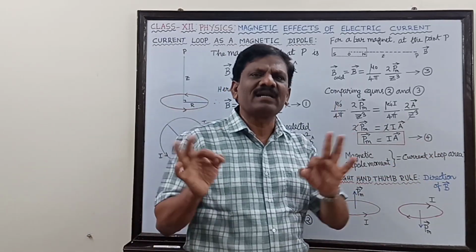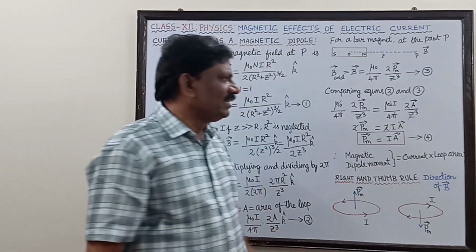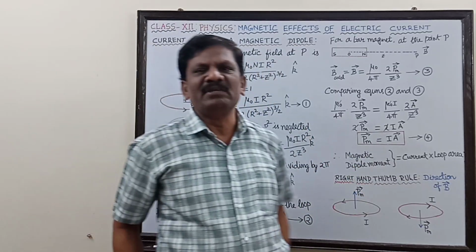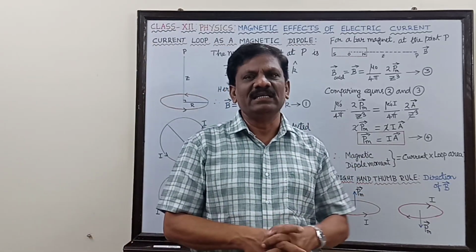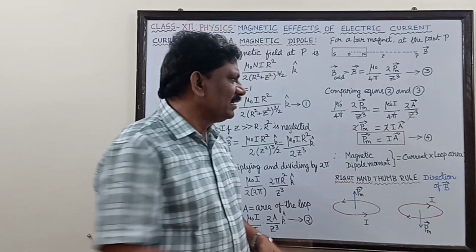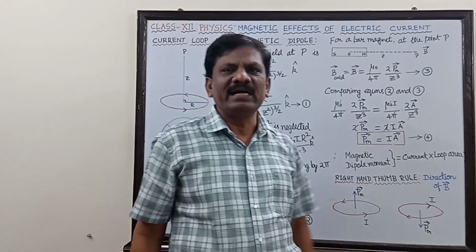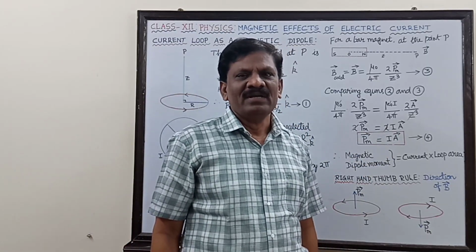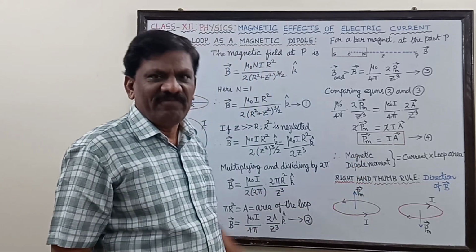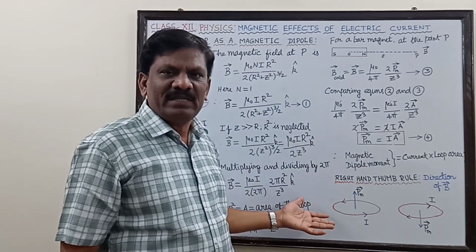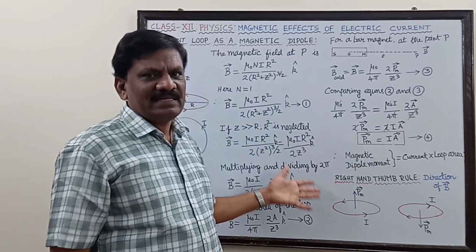This is a very important derivation in physics. Understand, for competitive examinations like NEET and IIT, questions based on this expression Pm is equal to I into A will definitely meet you. So prepare this very well. It is a 5-mark question. Sometimes it may be a 3-mark question, but the concept is the same.